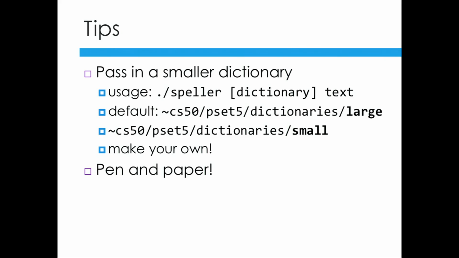Right. So the usage for the PSET is you run Speller with an optional dictionary, and then a mandatory text file. And so by default, when you run Speller with just a text file and don't specify a dictionary, it's going to use the dictionary text file stored at the large one in the CS50 PSET5 dictionaries folder. And so that one has, I think, over 100,000 words. They also have a small dictionary which has considerably less words stored that CS50 has made for you.